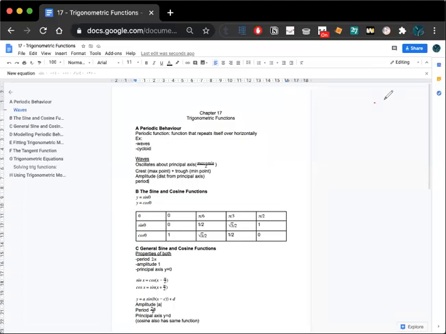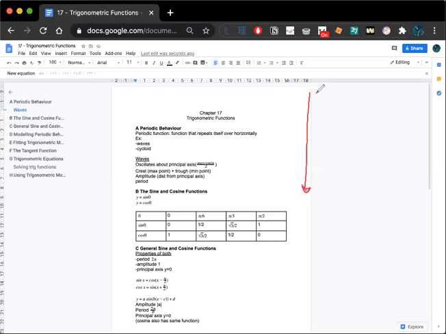Hello, so in today's session, we're going to talk about trigonometric functions. In this chapter, we're going to start with periodic behavior. A periodic function is generally the kind of function that repeats itself horizontally.